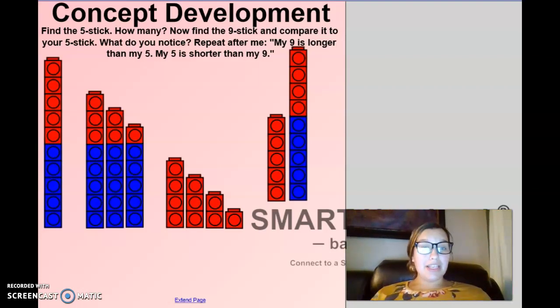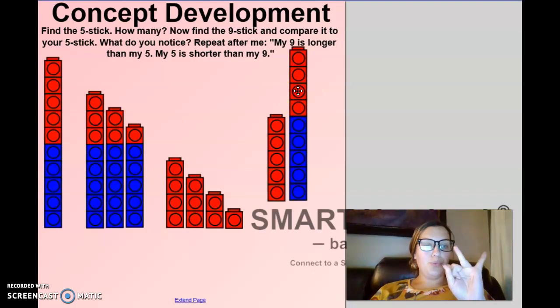So the first thing we're going to do is figure out our sentences. So my 5 stick is what to my 9 stick? Shorter than my 9 stick. And my 9 stick is what to my 5 stick? Longer, yes. How much longer is my 9 stick than my 5 stick? 1, 2, 3, 4.